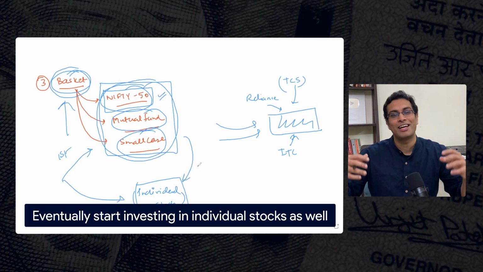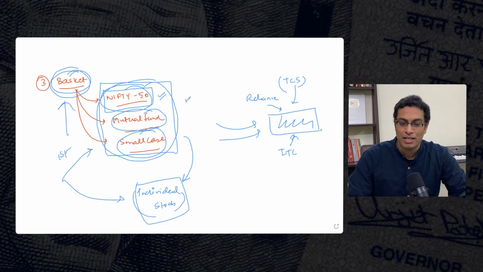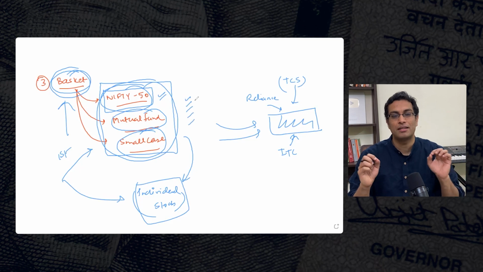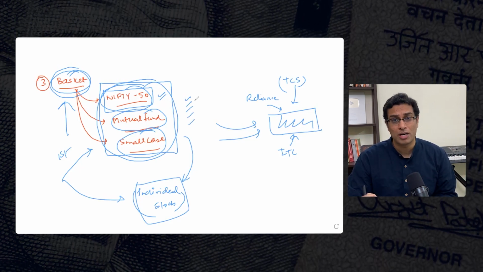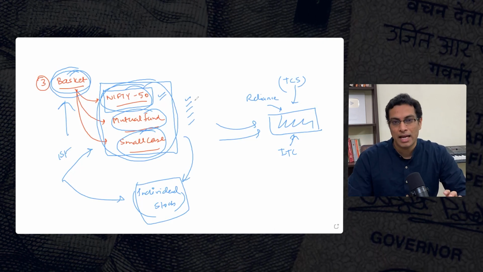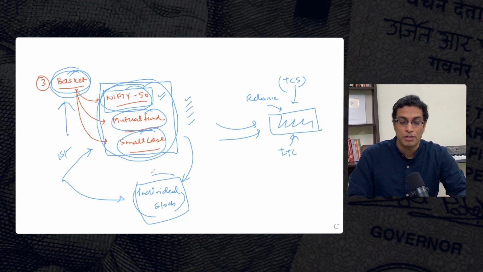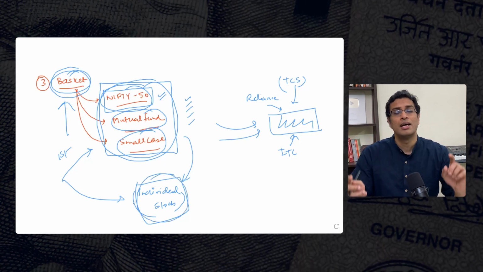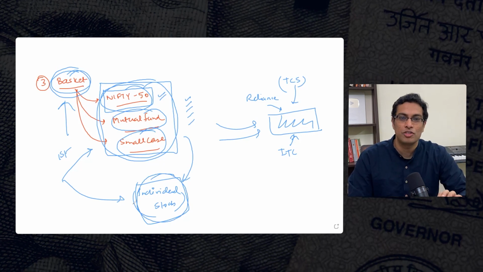Now, why is that? Another video can be created on that same topic. But here, whenever you are transacting through a basket, you have to pay certain types of commissions. For example, if you're purchasing a mutual fund or a small case or even passive funds like Nifty 50, you have to pay certain types of commissions. And therefore, if you want to avoid commissions, you can go and purchase individual stocks. That is one of the prime reasons, not the only reason, to migrate towards individual stock picking.